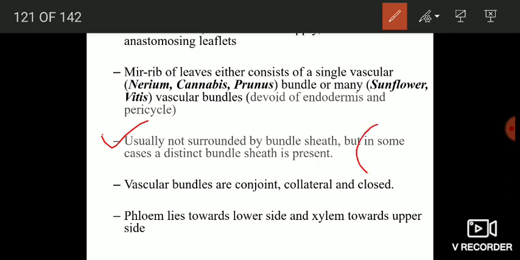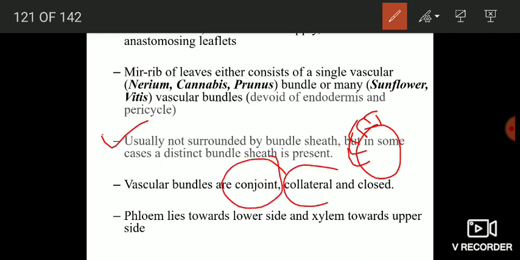Bundle sheath is not there around the vascular bundle of dorsiventral leaves, but there are some exceptions where a distinct bundle sheath has been found around the vascular bundles. The vascular bundles of dorsiventral leaves are conjoined, collateral, and closed. You know the meaning of conjoined, collateral, and closed. In these vascular bundles, phloem lies towards lower side and xylem towards the upper side.